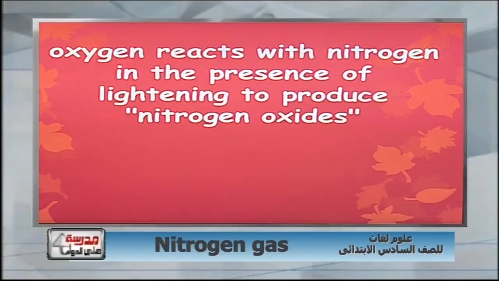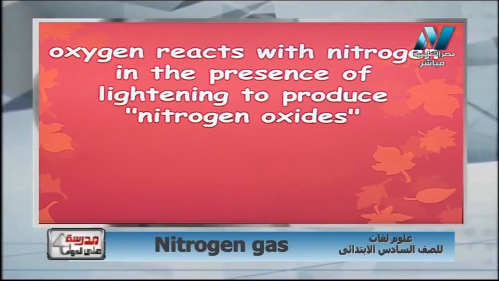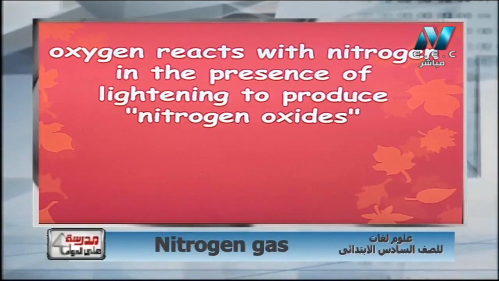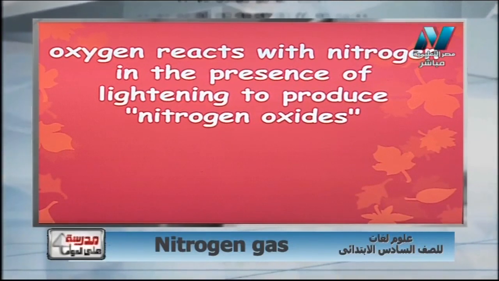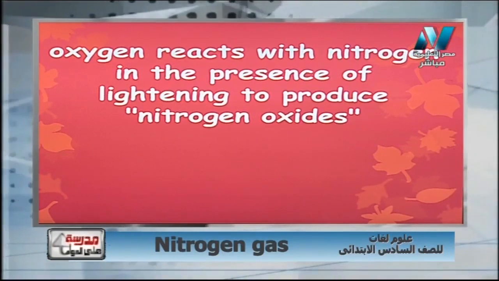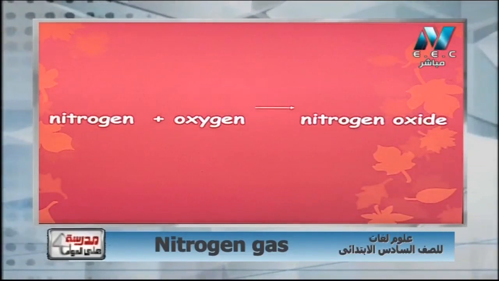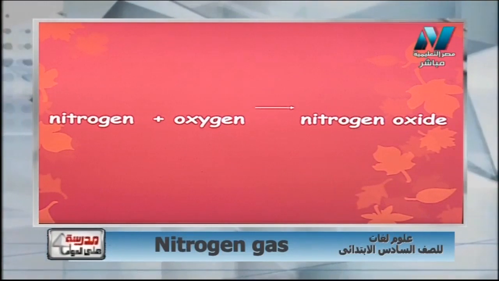So now we can say nitrogen or oxygen react with nitrogen. Both of them can react with each other. Oxygen reacts with nitrogen or nitrogen reacts with oxygen in the presence of lightning في وجود البرق في اثناء البرق يعني to produce nitrogen oxide عشان يكون حاجه اسمها nitrogen oxide وده غاز مضر جدا زي ما قلت من شويه. So now we can make an equation. ممكن نعمل معادله nitrogen plus oxygen equal nitrogen oxide.